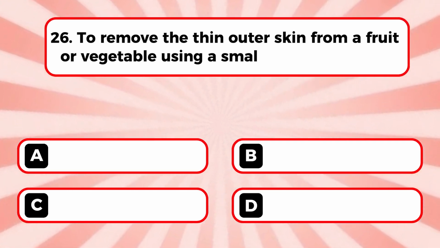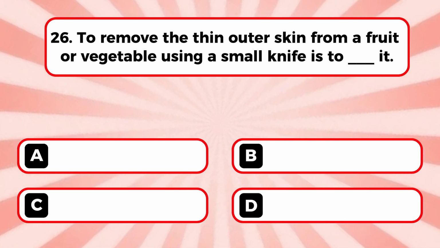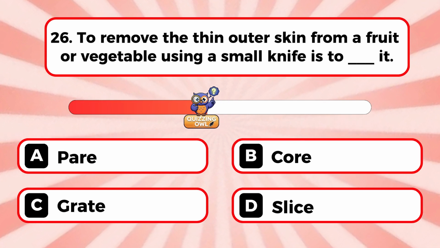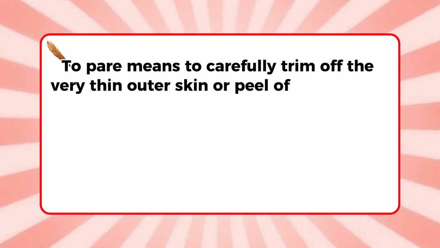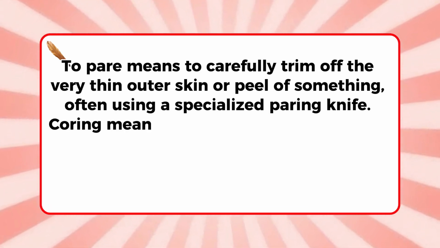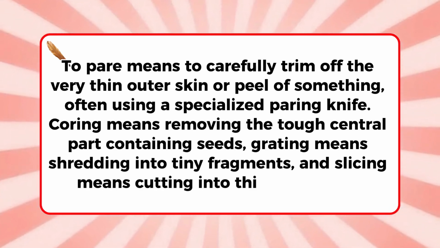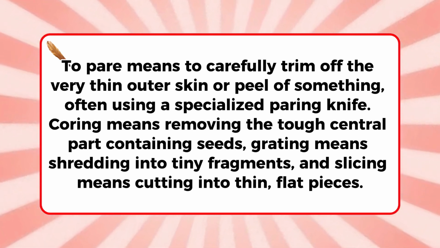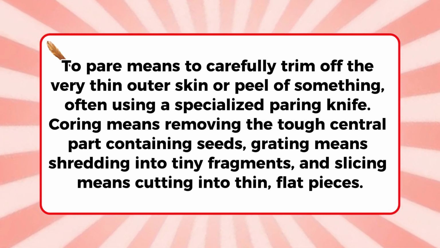26. To remove the thin outer skin from a fruit or vegetable using a small knife is to _____ it. To pare means to carefully trim off the very thin outer skin or peel of something, often using a specialized paring knife. Coring means removing the tough central part containing seeds. Grating means shredding into tiny fragments, and slicing means cutting into thin, flat pieces.